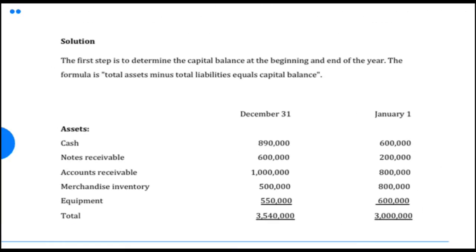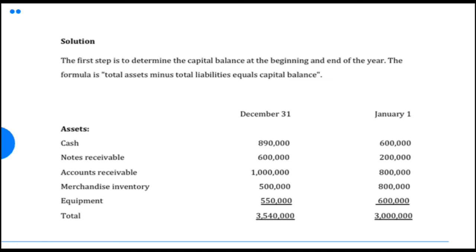So now let's proceed to the solution. The first step is to determine the capital balance at the beginning and end of the year. The formula is total assets minus total liabilities equals capital balance. So, kailangan lang natin tandaan dito is the formula para makuha natin yung right answer. As we can see here in the table, meron tayong 2 years, ito yung beginning and end of the year, the December 31 and the January 1. So, now, let's focus muna tayo sa December 31 para hindi tayo malito.